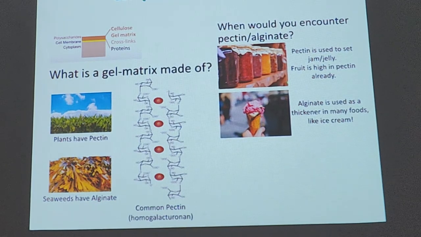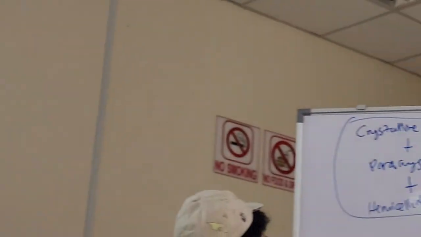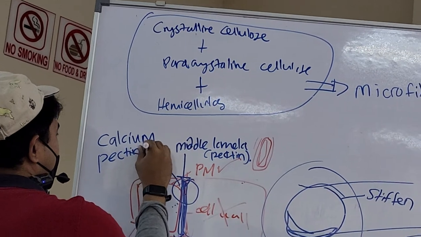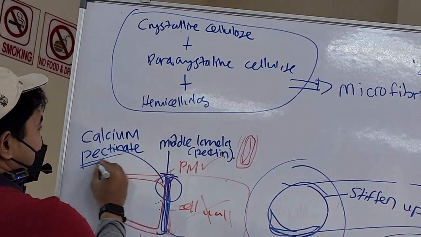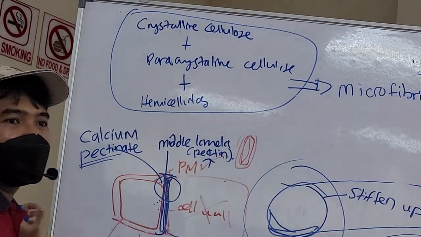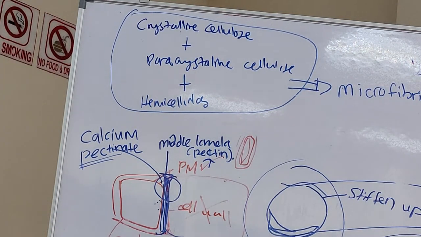And calcium, in this region, has a special name. It's called calcium pectinate. Look at the name, pectin, this guy. Do you need calcium? For what? Yes, the plant needs calcium for a strong cell wall.